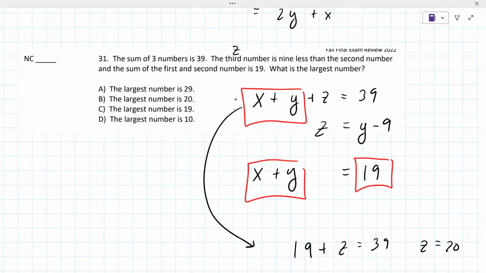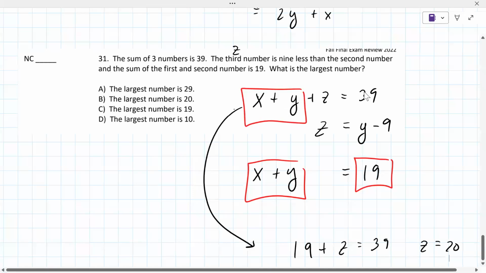Now, maybe there's a shortcut like this, a trick, if you will, but alternatively, you would have to solve a system of equations to do it. And if you didn't notice that, you might take y minus 9 and put it in for z.